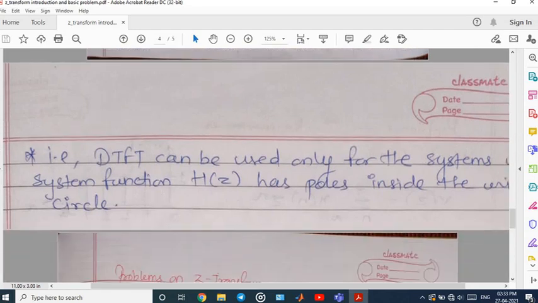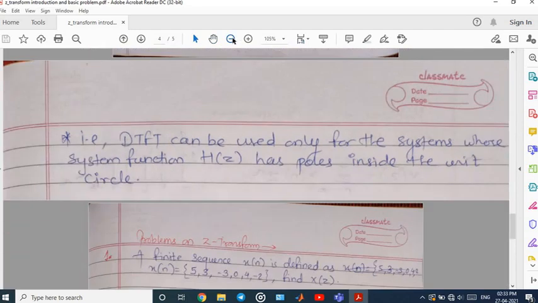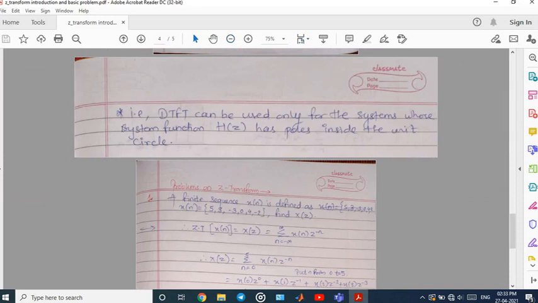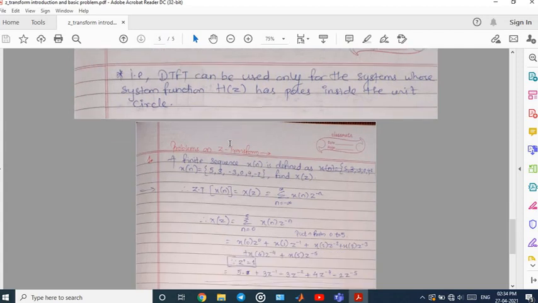The DTFT can be used only for sequences whose system function H of z has poles inside the unit circle. You are going to get this point in the ROC concept. It basically states that if your system H of z has poles inside the unit circle, then only the DTFT will exist.